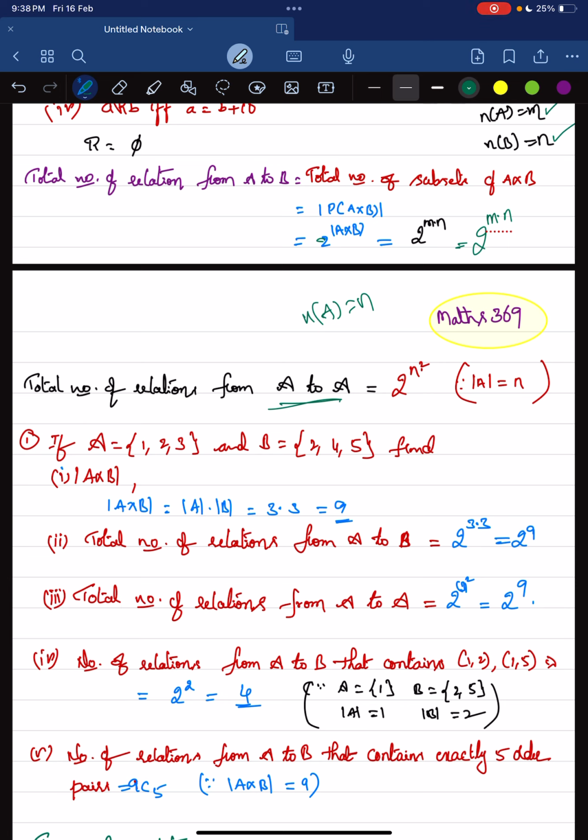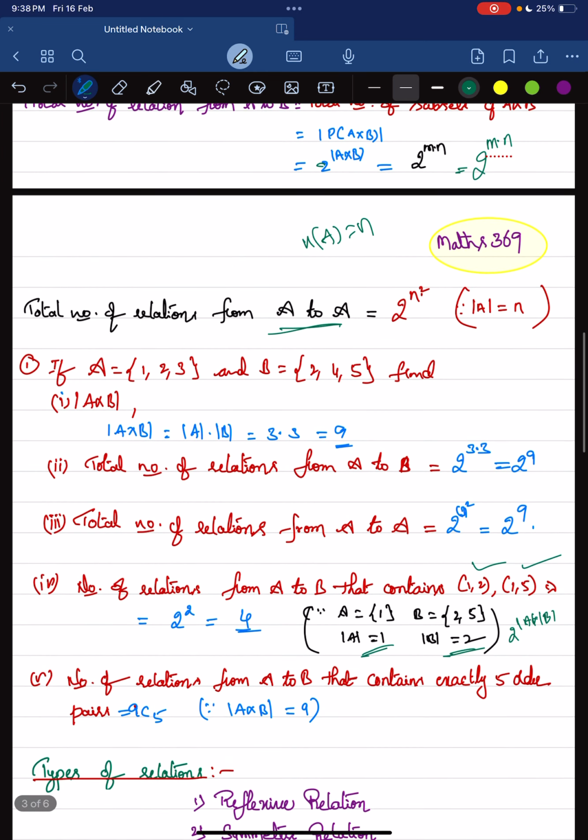The number of relations from A to B that contain (1, 2) and (1, 5) we can write as 2 power 4, because the element of A is 1 and the elements of B are 2 and 5. So the cardinality of A is 1 and the cardinality of B is 2. So 2 power (1 into 2) equals 2 power 4. So this is the number of relations that contain the ordered pairs (1, 2) and (1, 5). The number of relations containing exactly 5 ordered pairs is 9C5, because the cardinality of A cross B is 9.